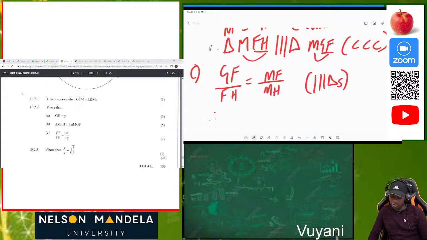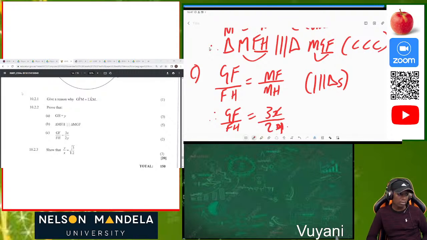So therefore we can conclude that GF over FH is equal to 3x over 2y. Okay, then that's how you can prove it. Simple as that. It's as simple as that. Then the last question of the day.